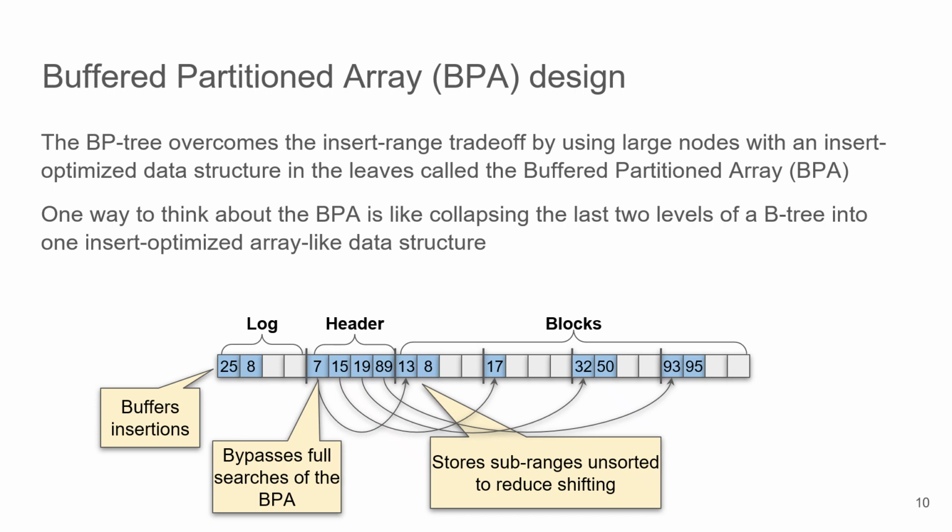The next is the header. You can think of the header as basically the second from the bottom level in the B tree. This will enable faster searches of the rest of the structure because it will narrow down the region. Last, we have the blocks. The blocks are going to store contiguous subranges of the structure, sort of like the leaf nodes of a standard B tree. Also, we do store these blocks unsorted to reduce shifting of elements around during inserts.